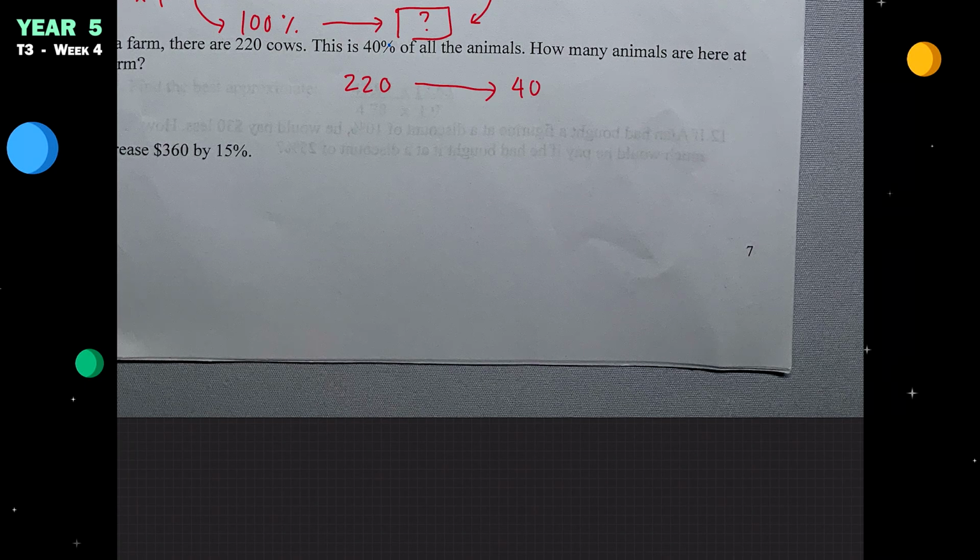Now the question is, how many animals are there? They want all the animals. So they want, again, all the animals. And they say, what number is related to all the animals? Well, that means that they want, again, 100%. 100% of something is all of it. So how do we go from 40 to 100? Not easy. We want to times it by something, right?